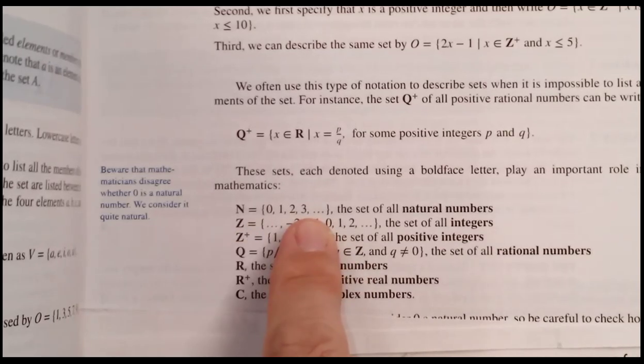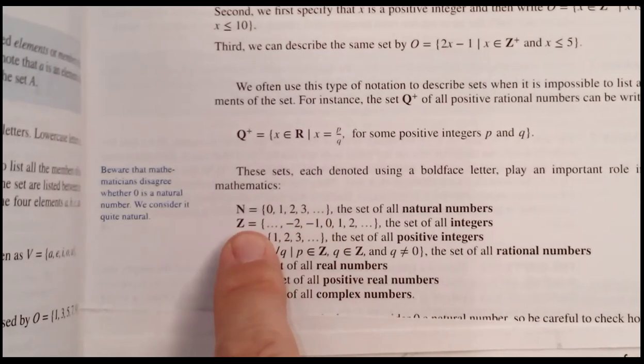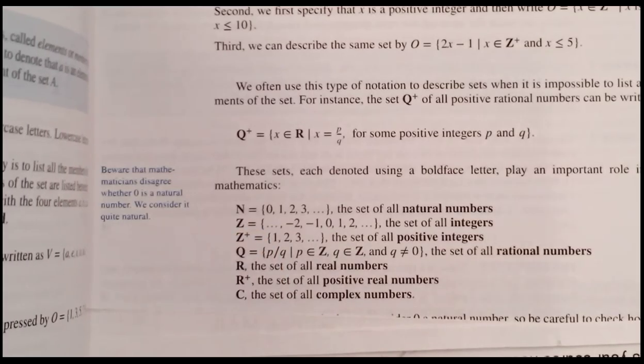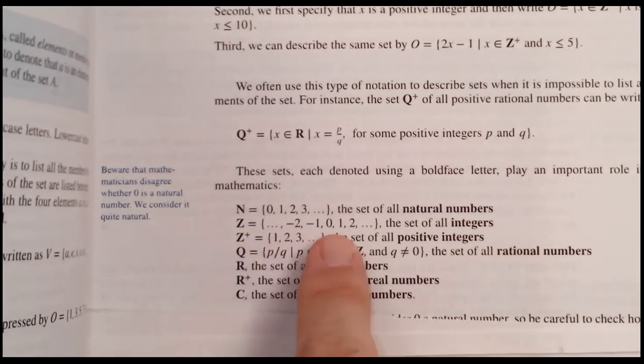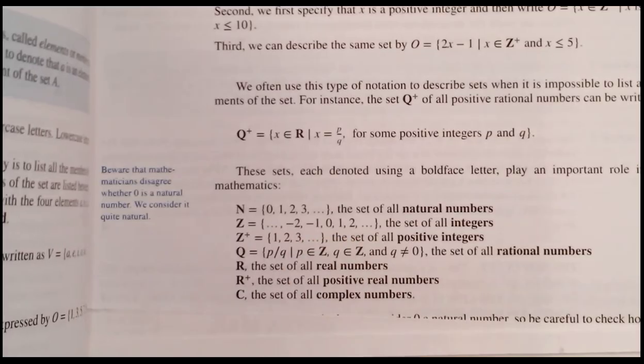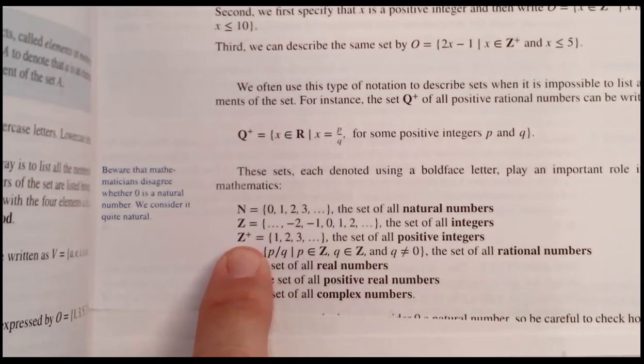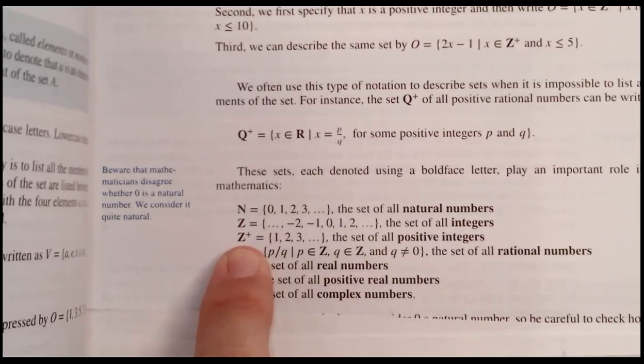But these are whole numbers. Z, for the German word Zahlen, integer, includes all the positive and negative whole numbers and 0. If I put a little plus on it, then I'm only referring to the positive parts.